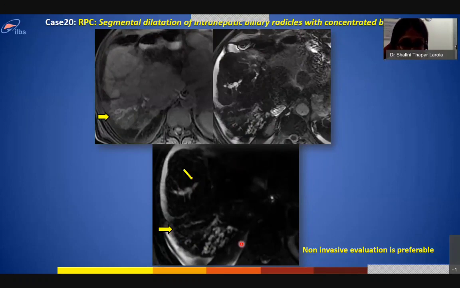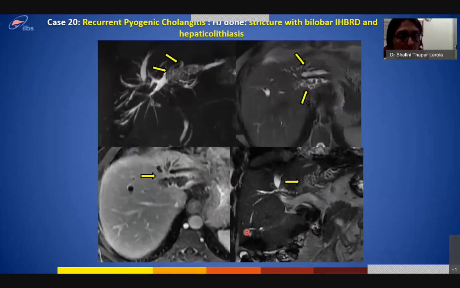Non-invasive evaluation is definitely preferable, and MRCP is the modality of choice. Why? Because we do not want to introduce infection during an endoscopic cholangiopancreatography, because we don't want any infection as an ascending tract into an already damaged system.